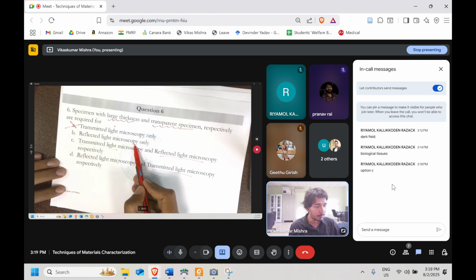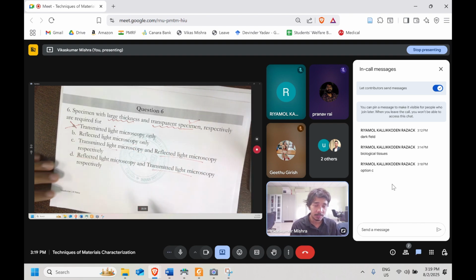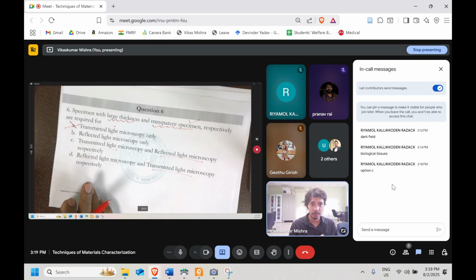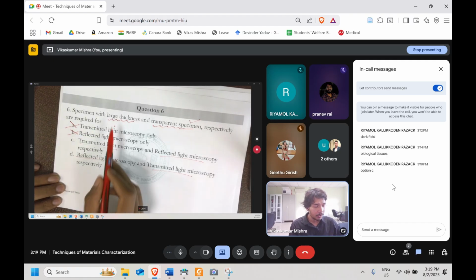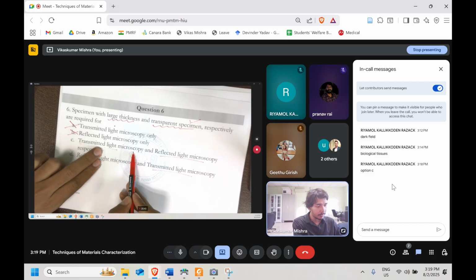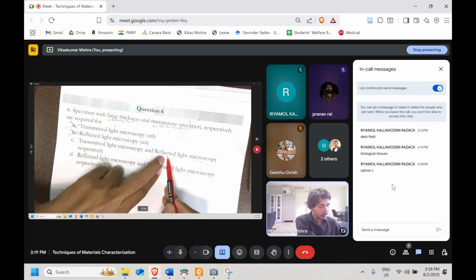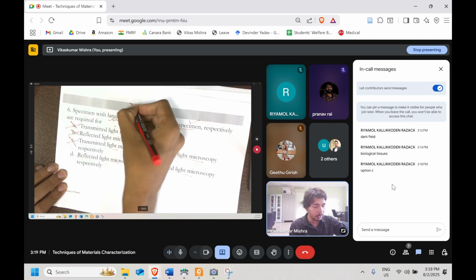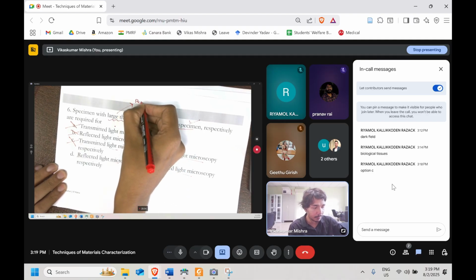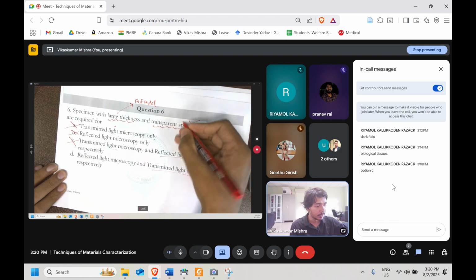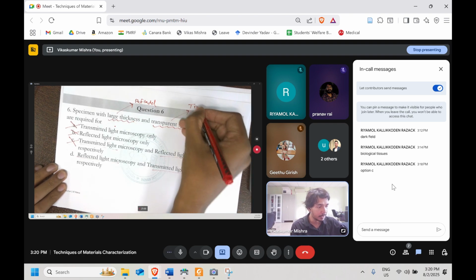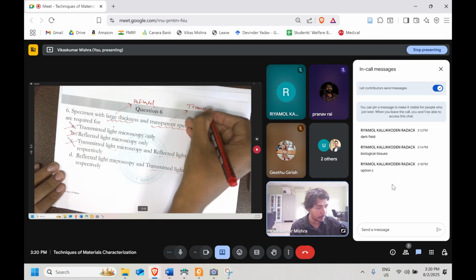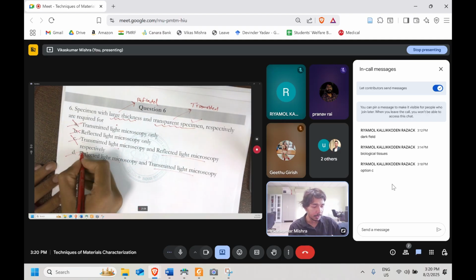For reflected light microscopy, we are not using the transparent specimen. Or else the light will transfer through the specimen, and we will not be able to see. The reflected light will be very less. So again, it's incorrect. Transmitted microscopy requiring large thickness and reflected light microscopy requiring transparent is again incorrect. Large thickness is required in the reflected one, and the transparent specimen is required in the transmitted one. So the right answer here is option D.